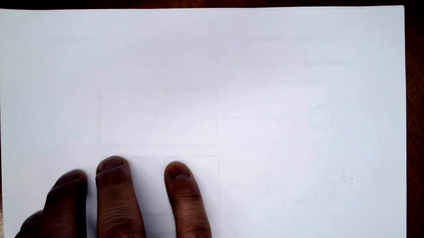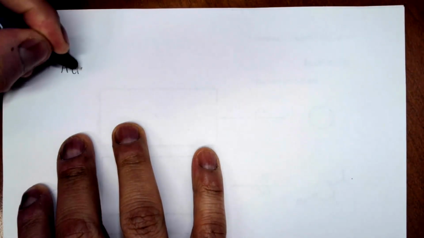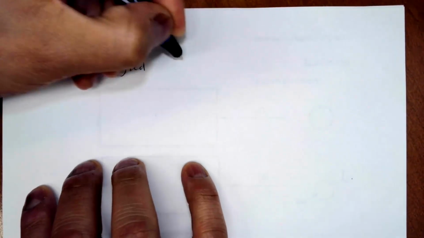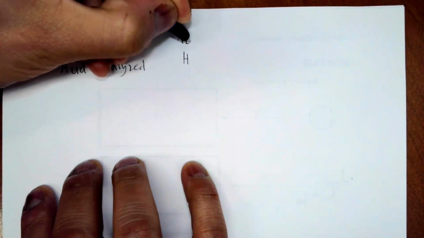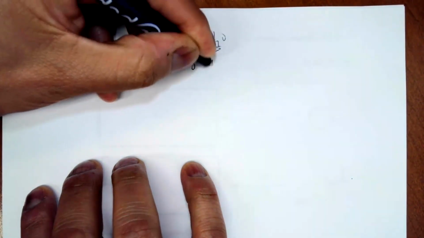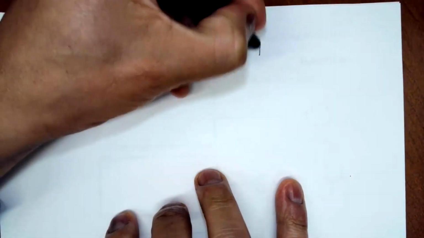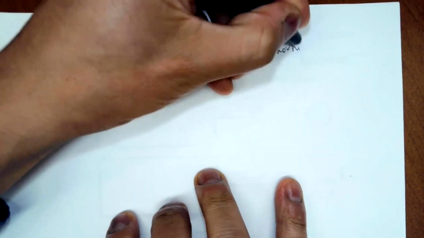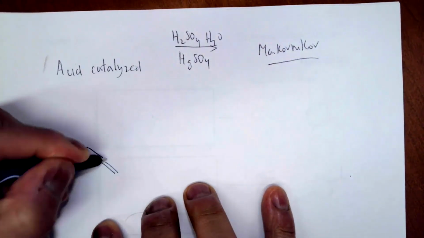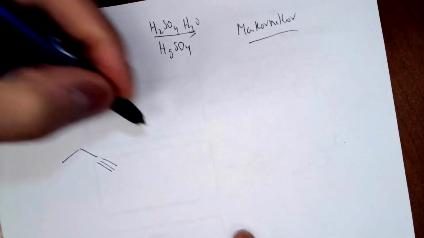What happens in the acid catalyzed reaction? The acid catalyzed uses sulfuric acid, water, and mercury sulfate. That's a catalyst. The mercury sulfate is the catalyst for my reaction. So that is a Markovnikov reaction. If I have an alkyne like this, I'm going to use butyne, 1, 2, 3, 4, butyne.